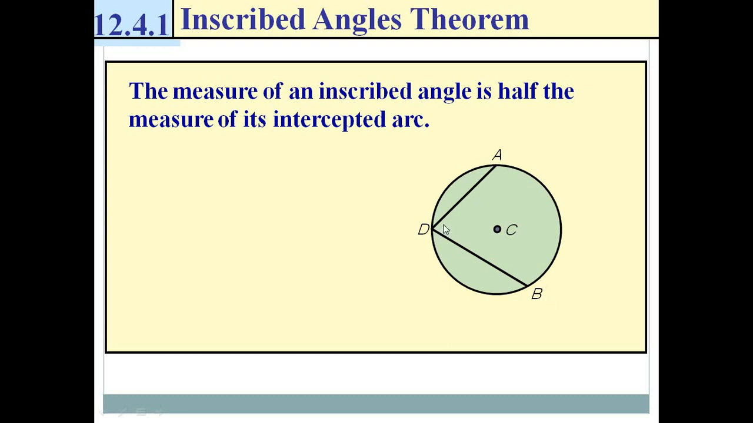ADB. If you want to find the measure of this inscribed angle, you can find it by finding half the measure of its intercepted arc, and as we see here, the intercepted arc is AB. So measure angle ADB is equal to half the arc AB.